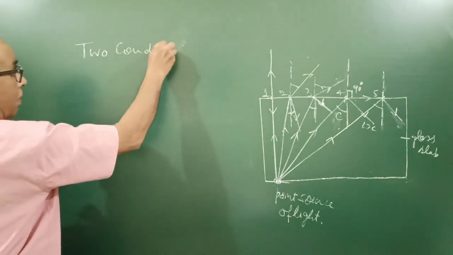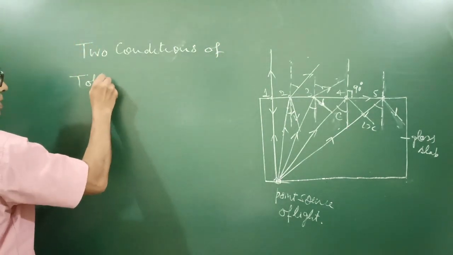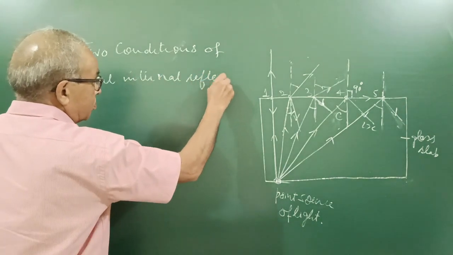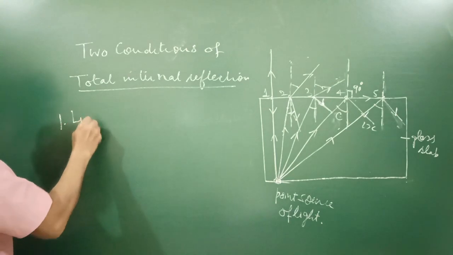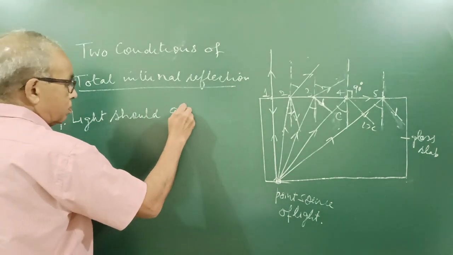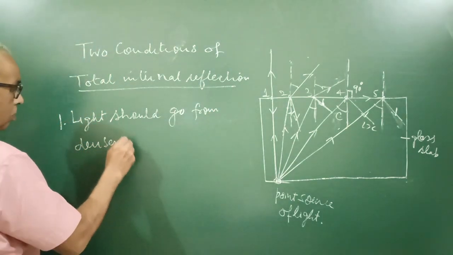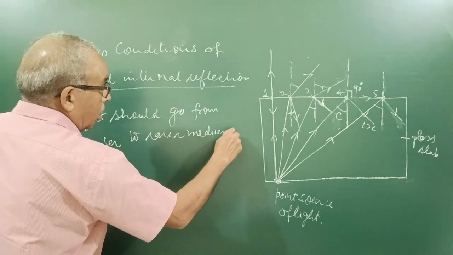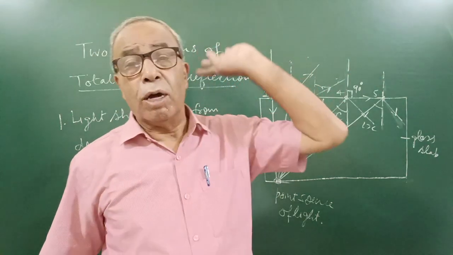two conditions, ye bhi likhi gayi bachcho ne, of total internal reflection. Simple. Number one, light should go from denser to rarer medium. पहली condition यही है. अगर light rarer से नहीं, फिर नहीं होगा total internal. हाँ, reflection होगा, but total नहीं होगा.